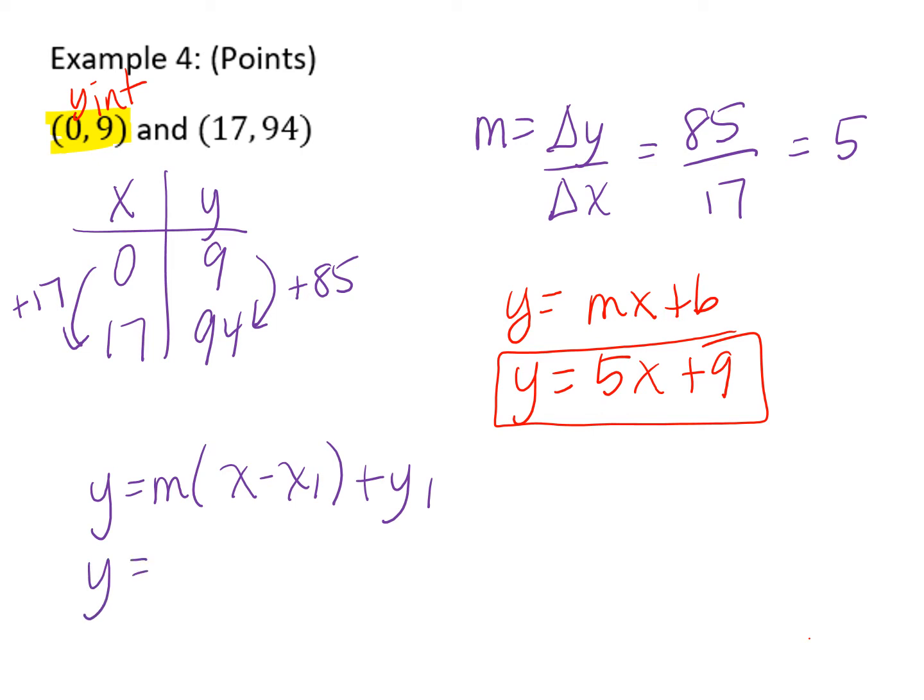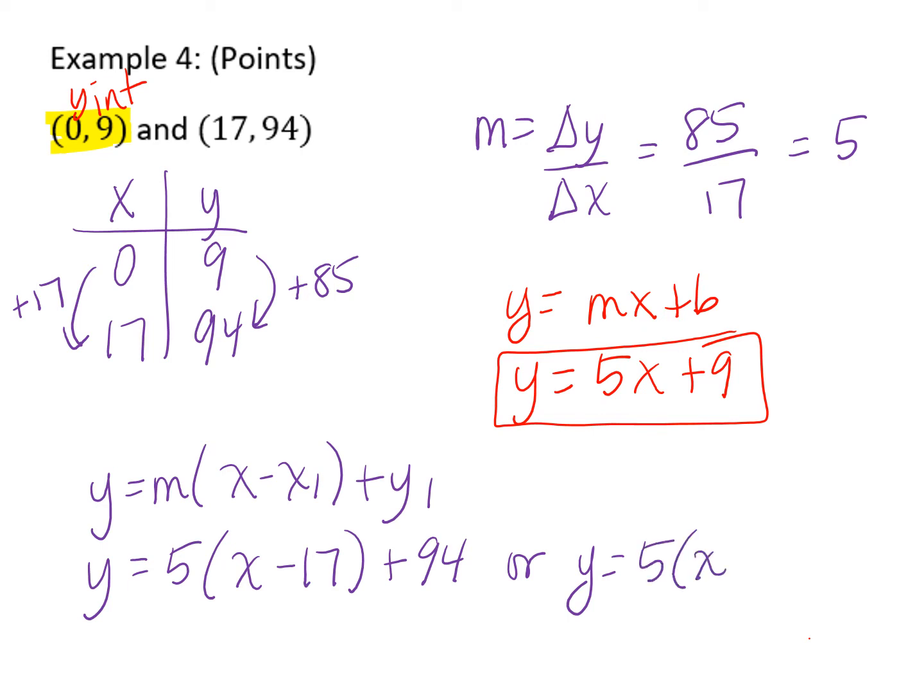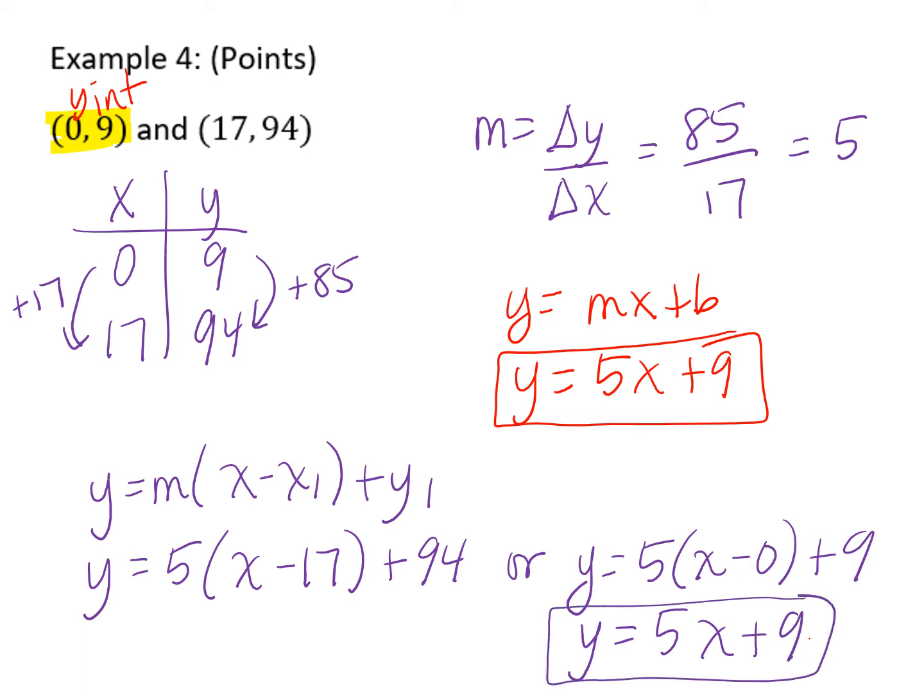Again, you can use either point. Our slope is 5, x, opposite of x1, so 17, and then a plus 94, or the other point, 5, and technically it's x minus 0 plus 9, which simplifies to just 5x plus 9, which is what we had in red. Again, the equations look very different, but by distributing and simplifying, you will see that they are all equivalent.